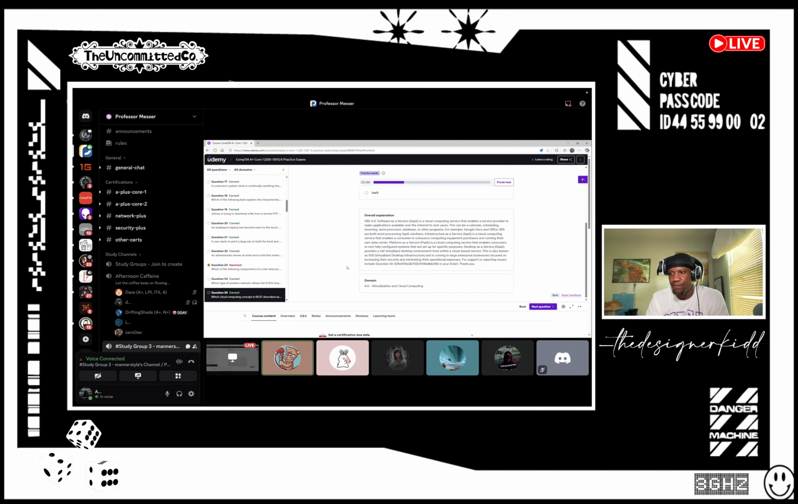Software as a service is a cloud computing service that enables a service provider to make applications available over the internet to end users. This can be a calendar, scheduling, invoicing, or database and other programs. For example, Google Docs and Office 365 are both word processing SaaS solutions.